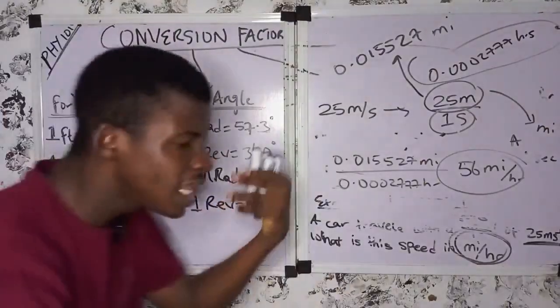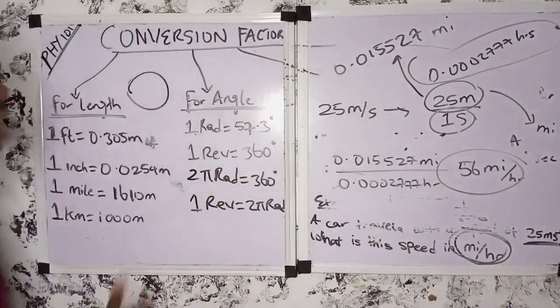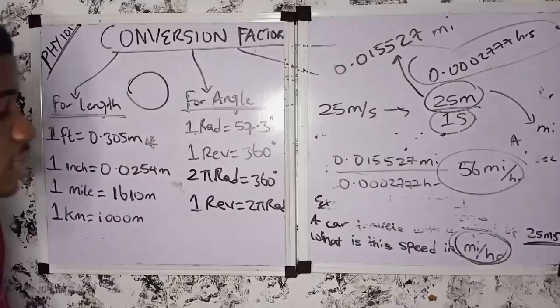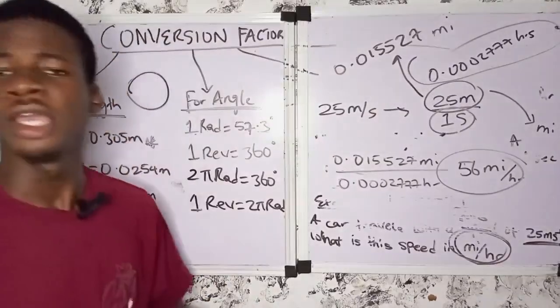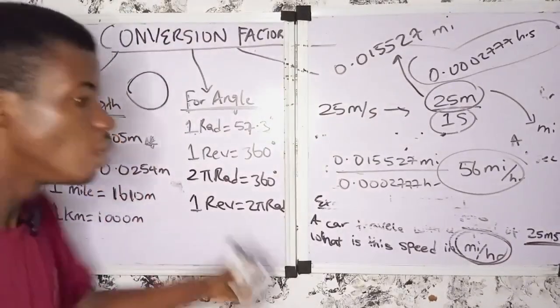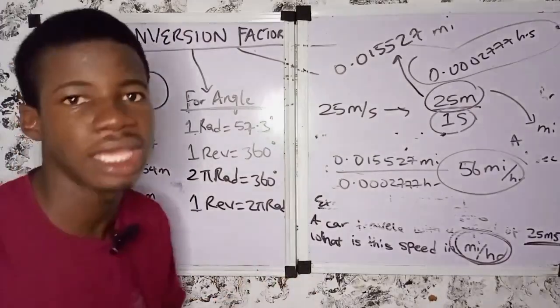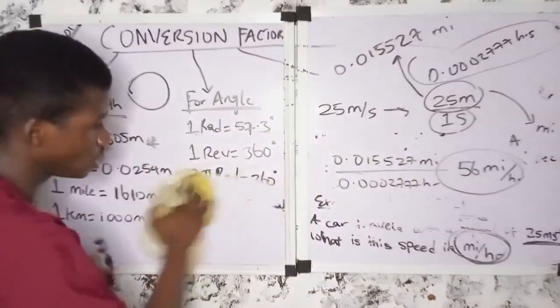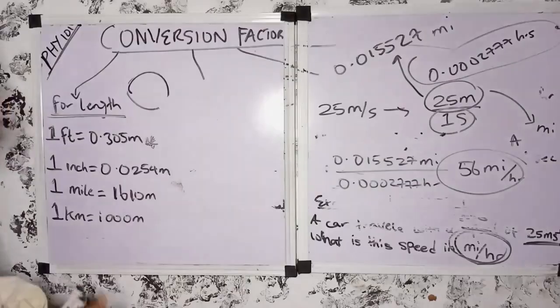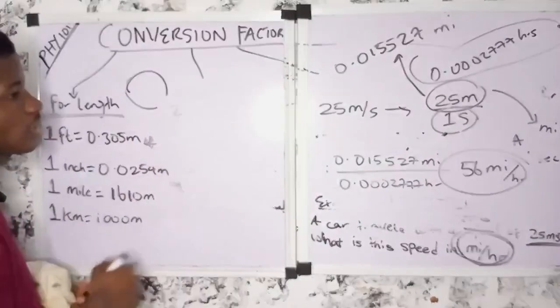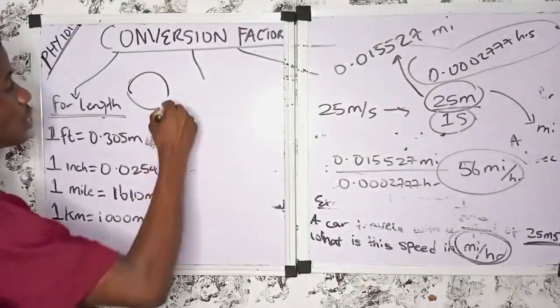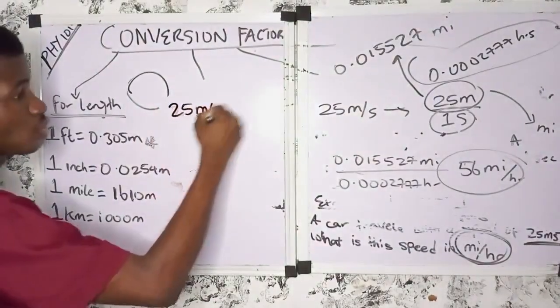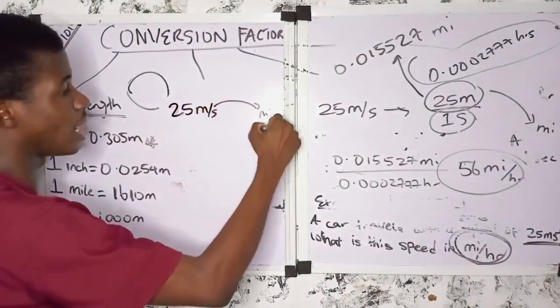Now let me summarize everything. What did they ask us to do in the question? They said a car travels with a speed of 25 meters per second. What is this speed in mile per hour? It's very easy. They said we should convert from where? We convert 25 meters per second to what? To mile per hour.